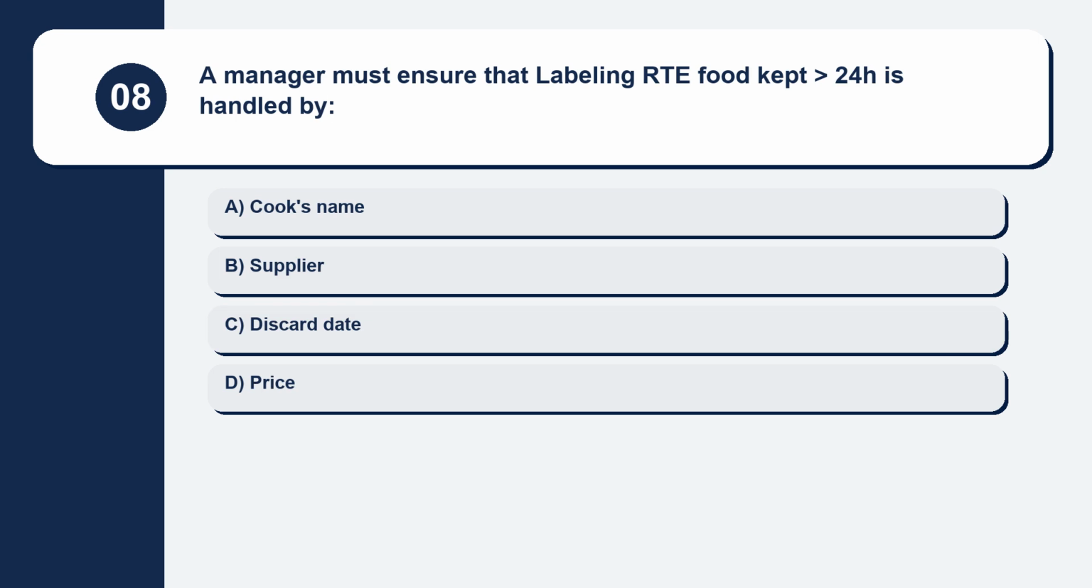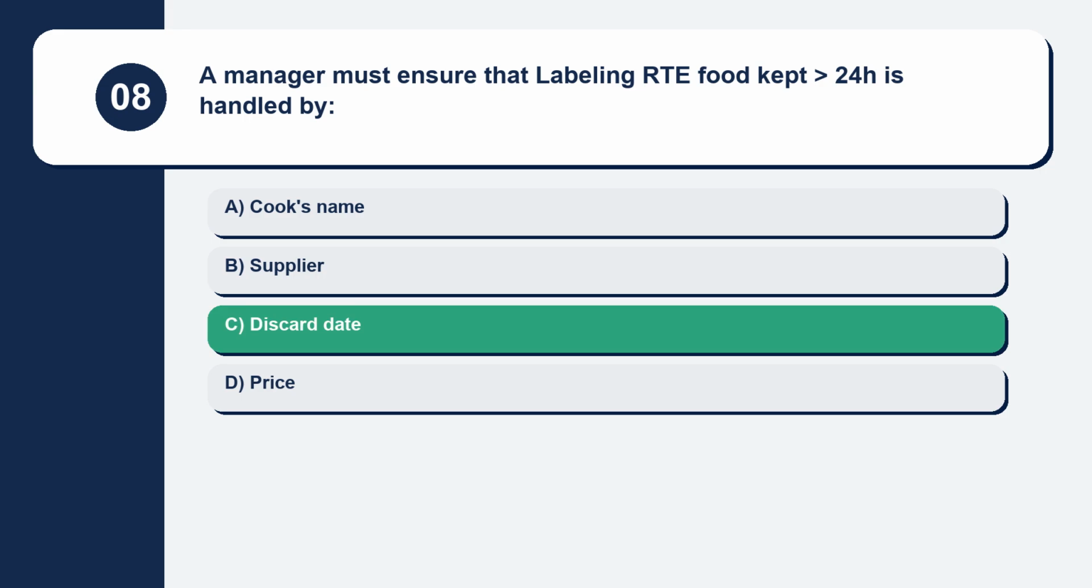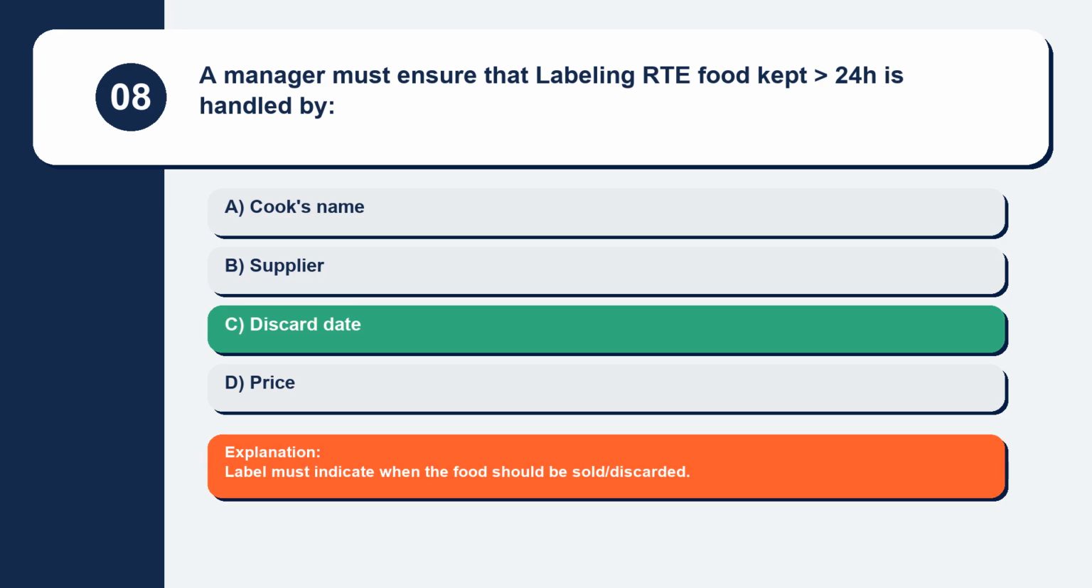Question 8. A manager must ensure that labeling ready food kept 24H is handled by cook's name, supplier, discard date, price. Label must indicate when the food should be sold/discarded.